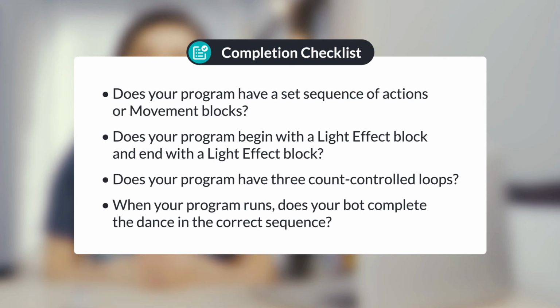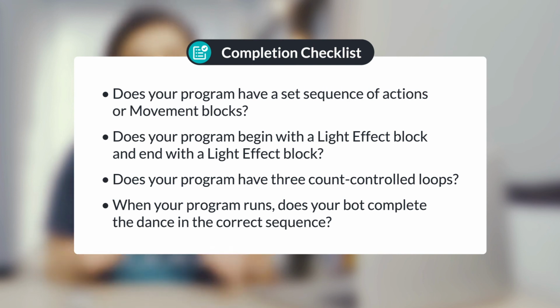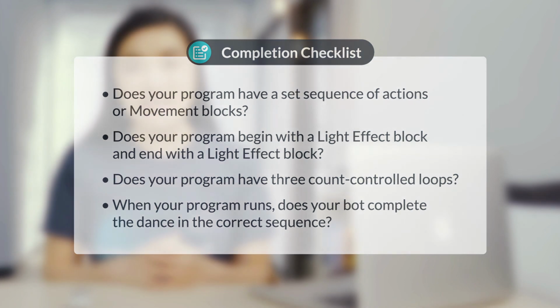Check your work. Does your program have a set sequence of actions or movement blocks? Does your program begin with a light effect and end with a light effect block? Does your program have 3 controlled loops? When your program runs, does your bot complete the dance in the correct sequence?